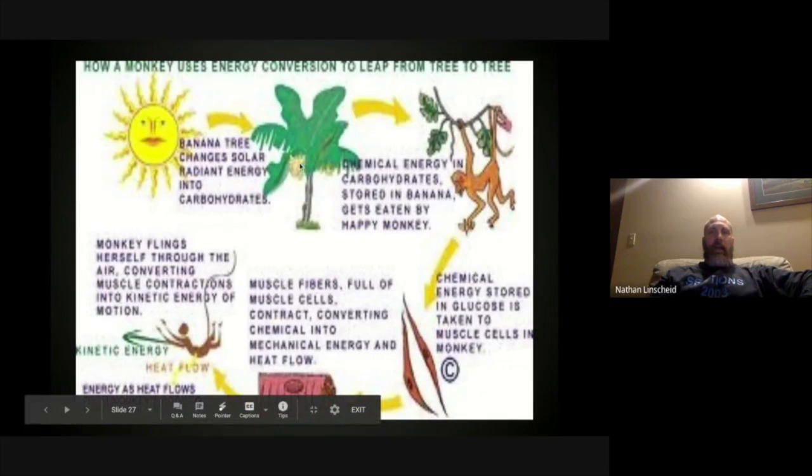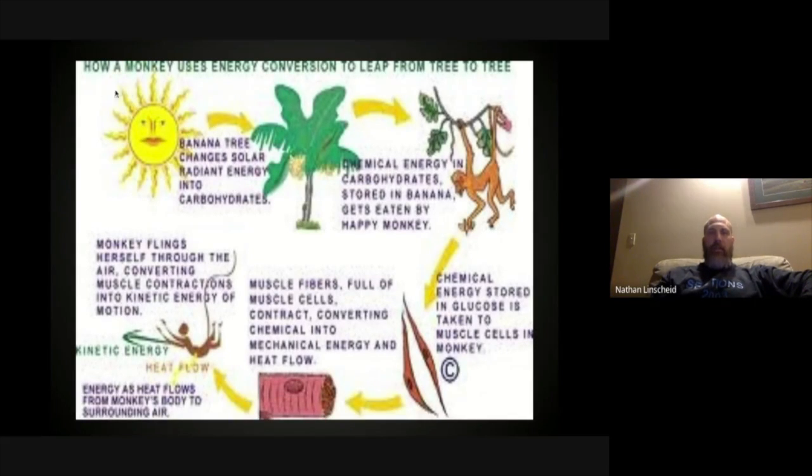All right, now we can transfer energy from one form to another, and in fact, it happens all the time. So, for example, how does a monkey use energy conversion to leap from tree to tree? Well, you've got the sun. Everything we have pretty much starts at the sun. You have a banana tree that takes in that radiant heat, which is formed from nuclei forming. So you've got nuclear energy in the sun converting into radiant heat and light energy.